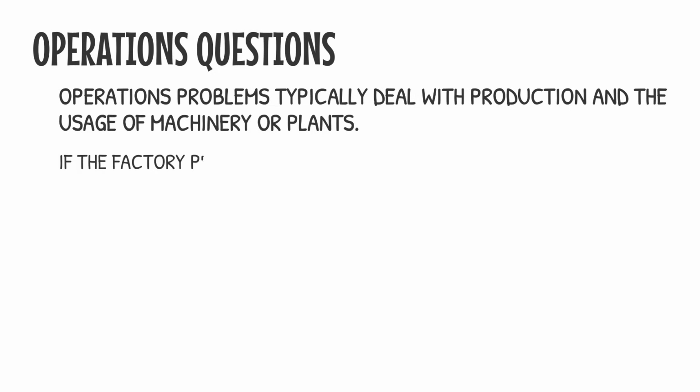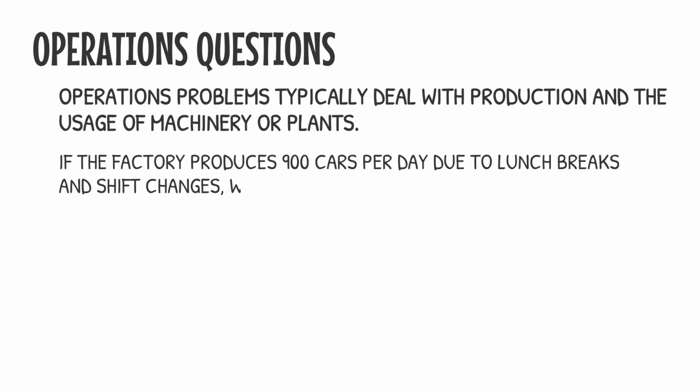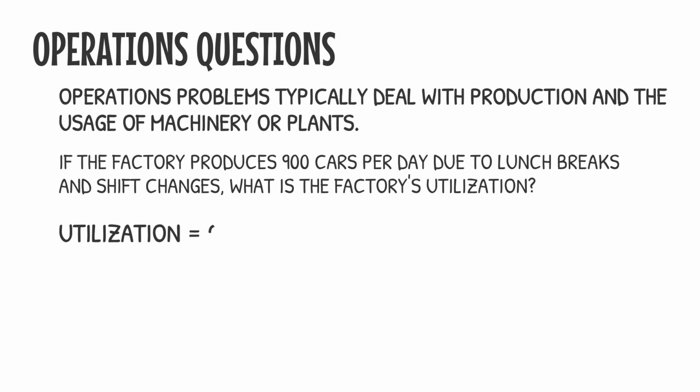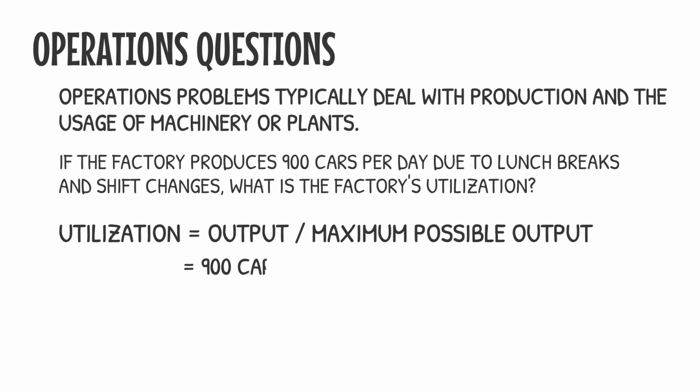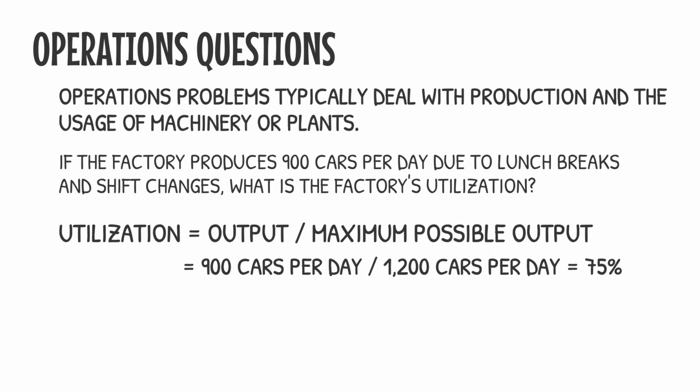Example: if the factory produces 900 cars per day due to lunch breaks and shift changes, what is the factory's utilization? To find utilization, we divide the output by the maximum possible output. 900 cars per day divided by 1,200 cars per day gives us 75%. The factory is operating at 75% efficiency.